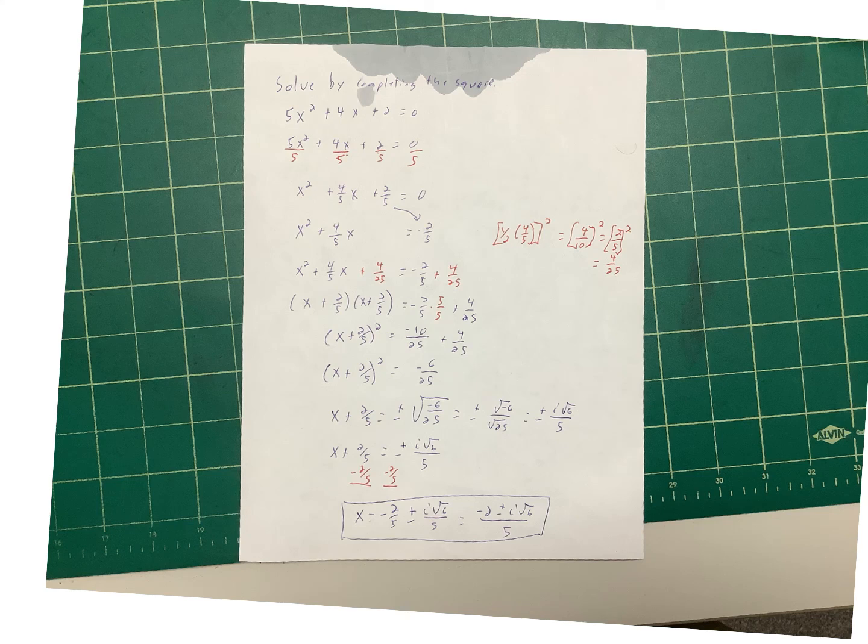I saw your question on the discussion board. You want to solve this quadratic equation by completing the square. It's 5x squared plus 4x plus 2.